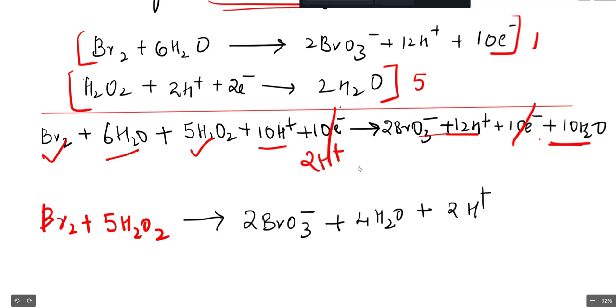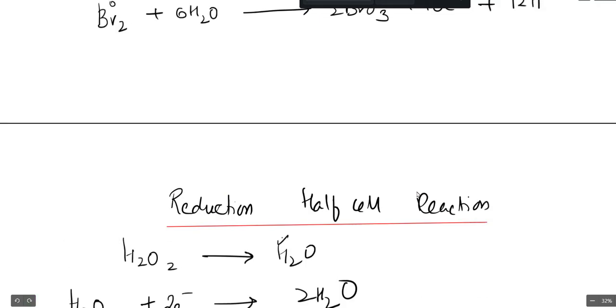So this is the final thing, students. So let us put this in the form of a box and highlight it. This is perfect, isn't it? So the answer for this is bromine plus 5H2O2 plus 2BrO3 minus and 4H2O and 2H plus. Let us see once again the whole thing and adjust.